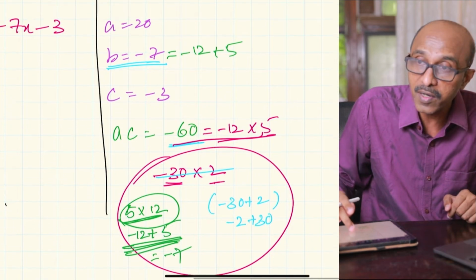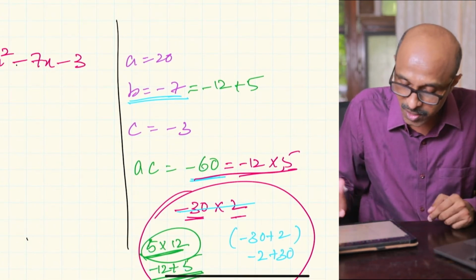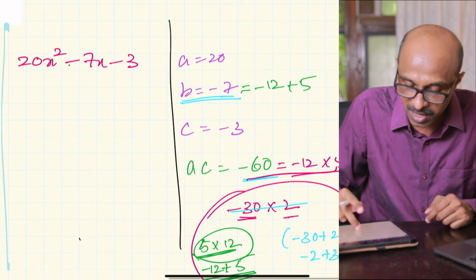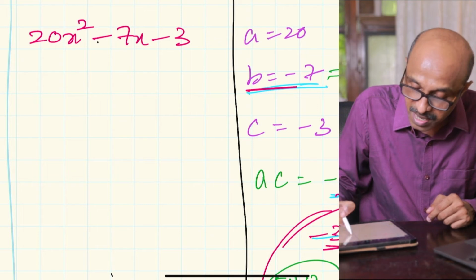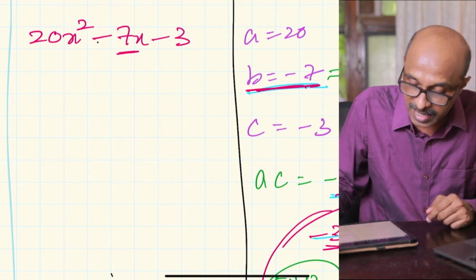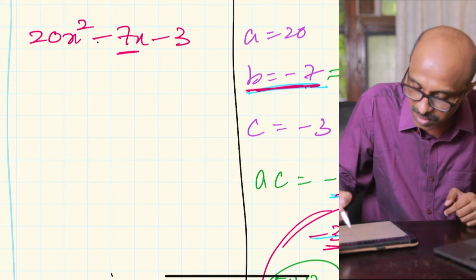Now, this is all rough work, okay? If your teacher likes all the rough work, show it to her, she'll be impressed, okay? So now what do we do? This is just the first part. Now, what do we do? This is where we have to express -7, the B, as -12 plus 5. And that's what's referred to as splitting the middle term, okay? So let's do that quickly.